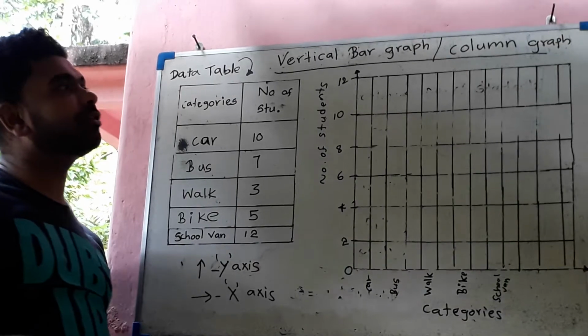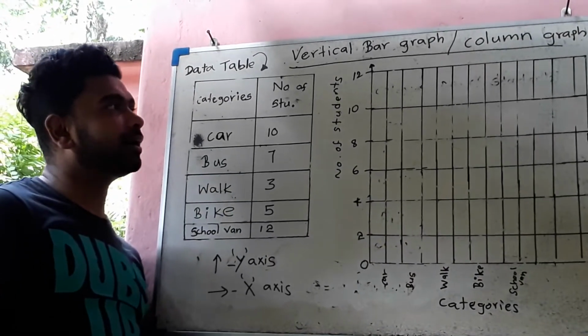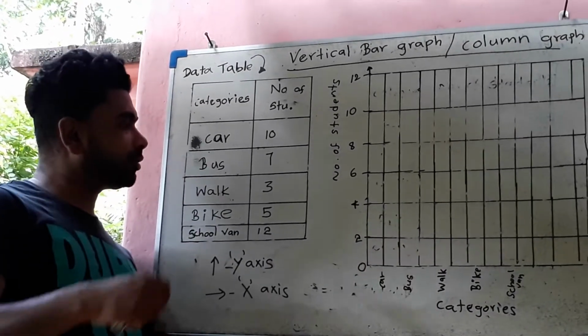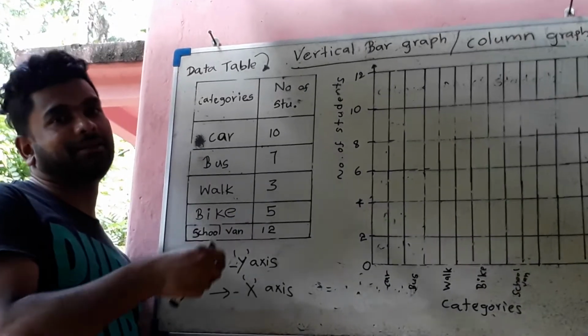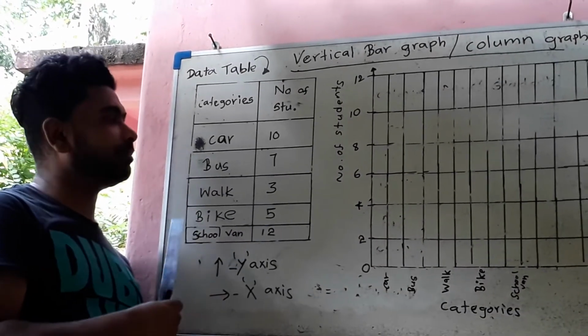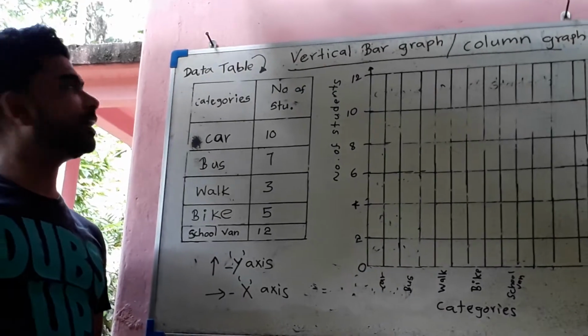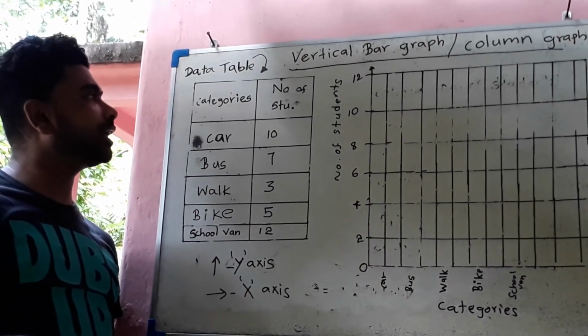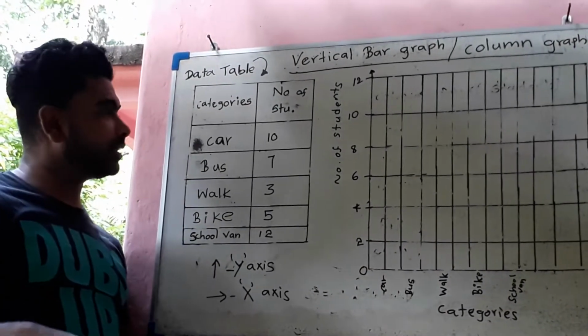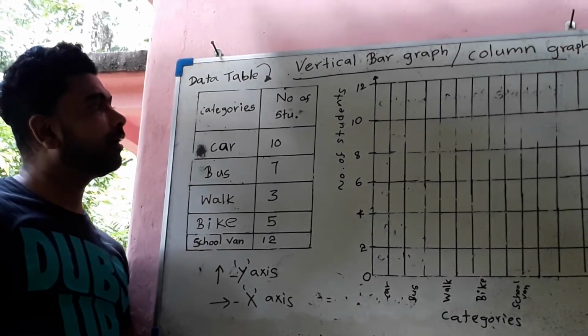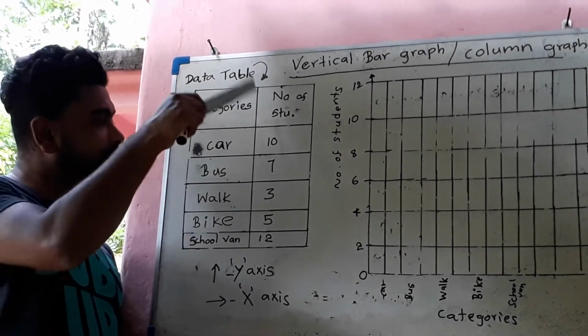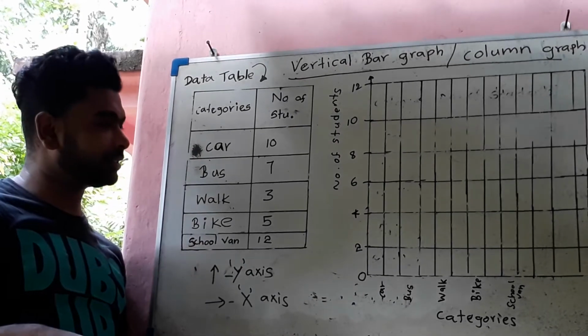To draw a column graph or vertical bar graph, you also need a data table. So here is the data table. Same data table I have used. These are the categories about the travel of students to school. Here is given the number of students, right?